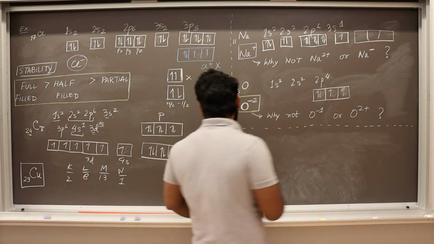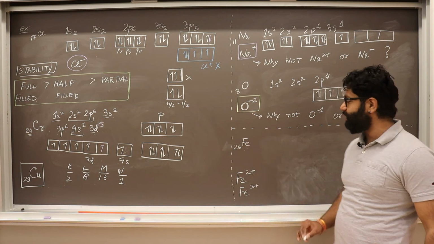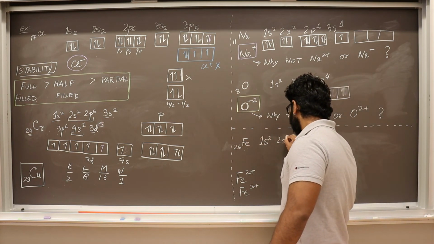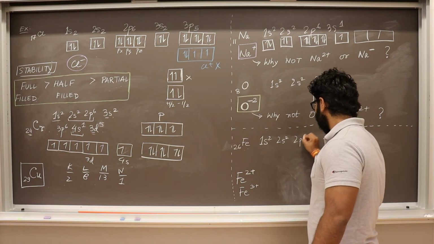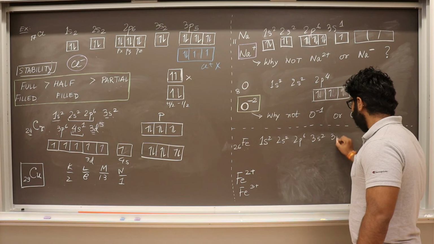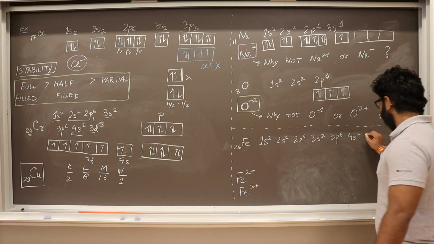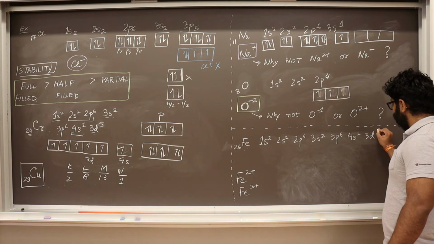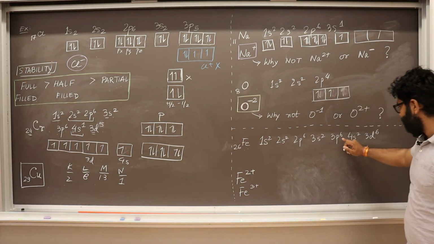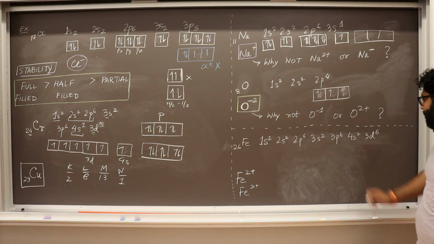Now, let's take another example of iron, which has an atomic number of 26. Let's try and write this. 1s2, 2s2, 2p6, 3s2, 3p6, 4s2, 3d6. So I think that takes care. So this is 10, 18, 20, 26. Okay. So this is the configuration of iron, no problem there.